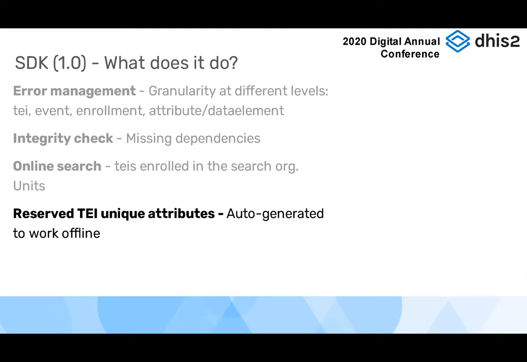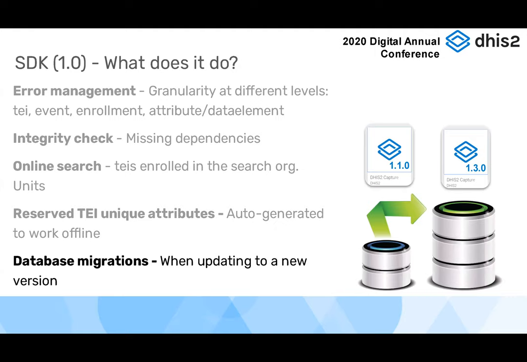Reserved TI unique attributes, which can be auto-generated, are also handled: the SDK reserves and stores the unique attribute values. So if the user is going to be offline for, I don't know, one week, it is just going to get the values that have been previously stored in the local database. Okay, so we also have this functionality, and I think this one is really, really important: database migration.